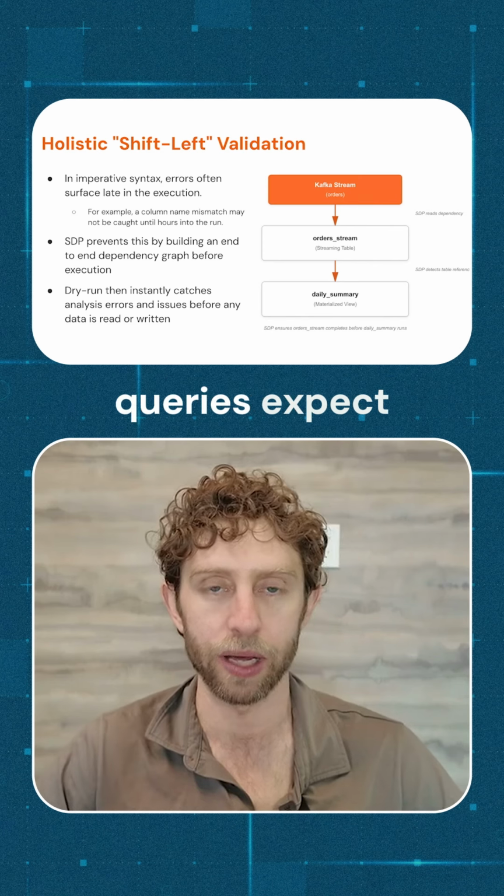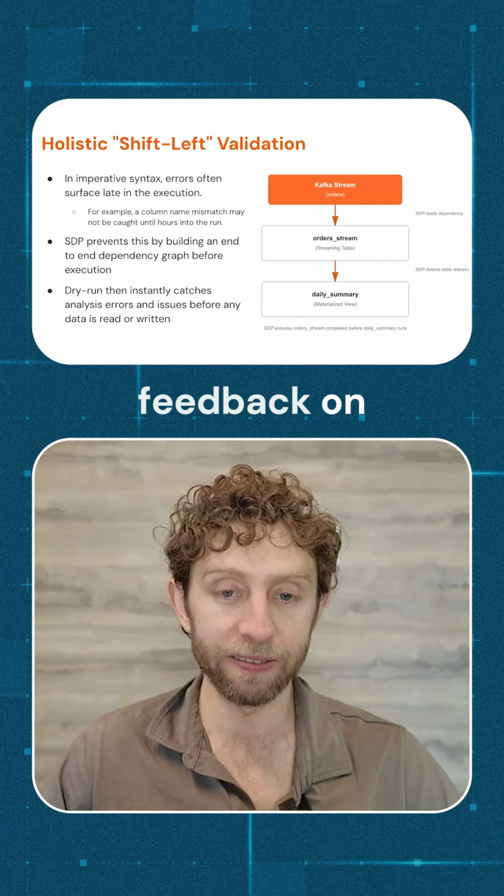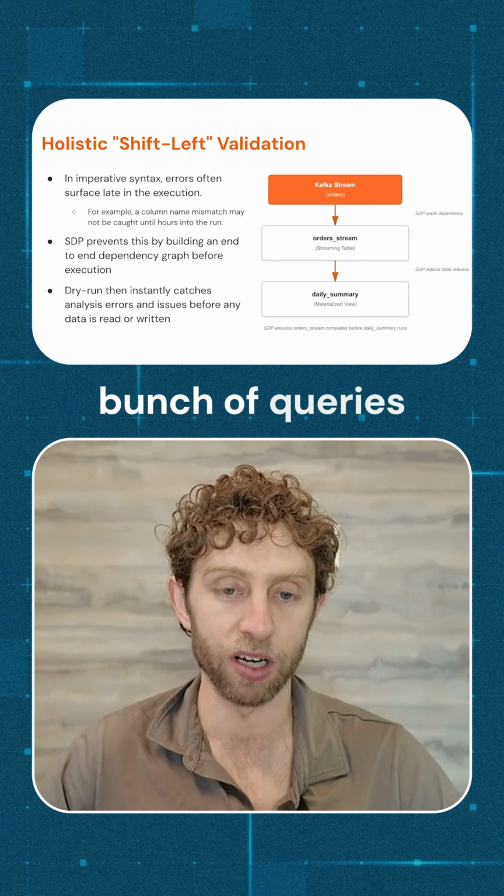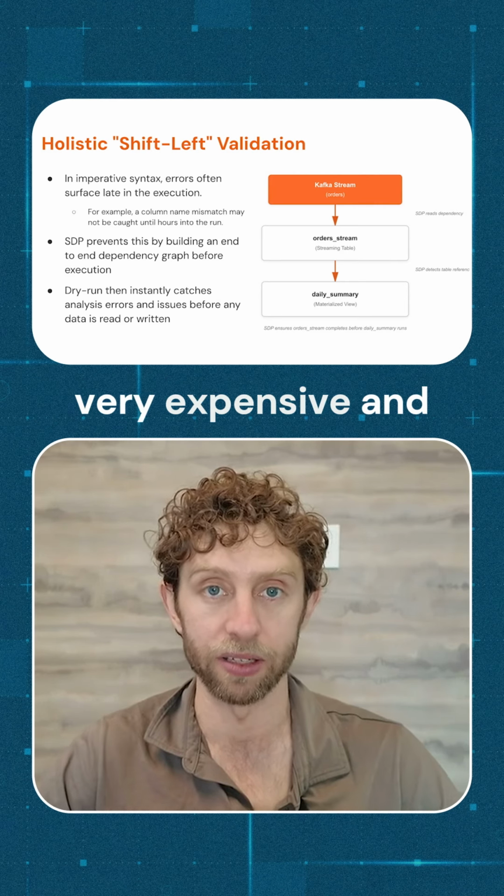So this cascading analysis approach ensures that everything matches, that upstream tables contain the columns and data types that downstream queries expect. This pre-validation step provides immediate feedback on whether the pipeline can run successfully, instead of you having to find out after a bunch of queries have already been executed, which can be very expensive and time-consuming.